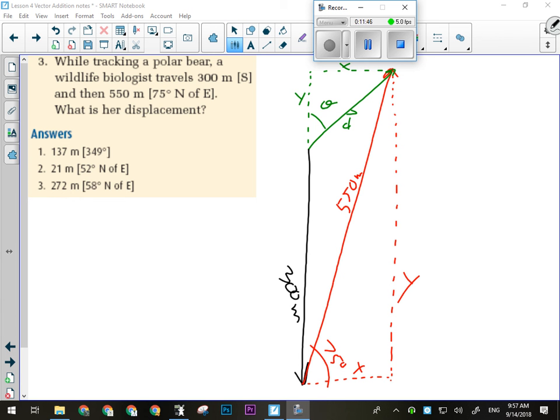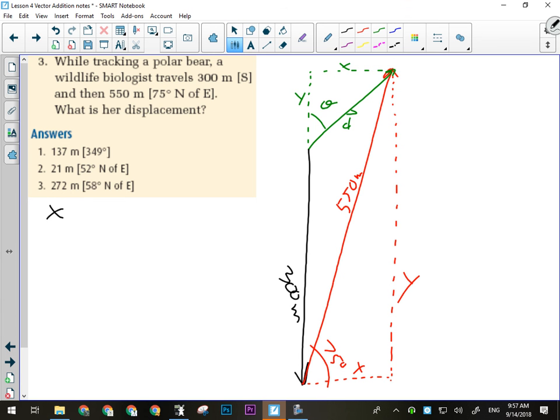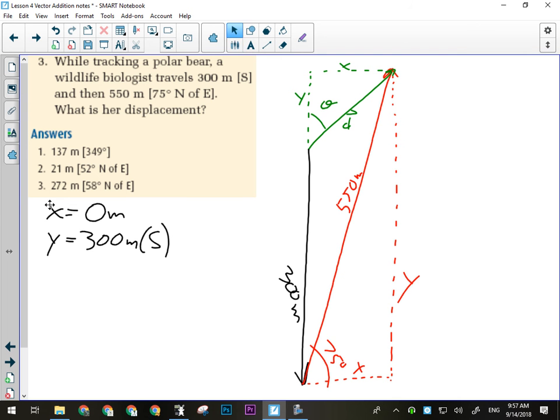So let's just have a quick look at some of the trig here. The x component for 300 meters south is 0 meters because it doesn't go east or west, so there's no x component. And the y component for 300 meters south is 300 meters south, right? So not a lot of math to do with that one. That saves us a little bit of time. And that's what I would give you on an exam.